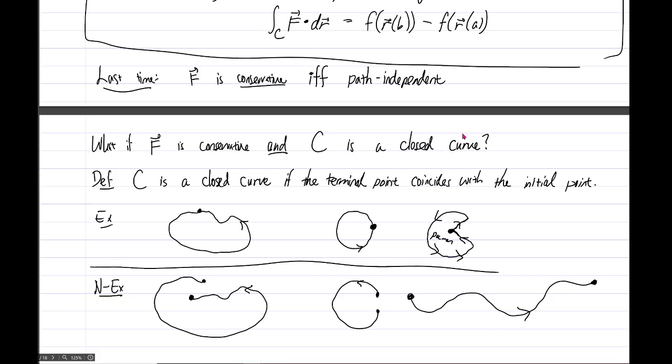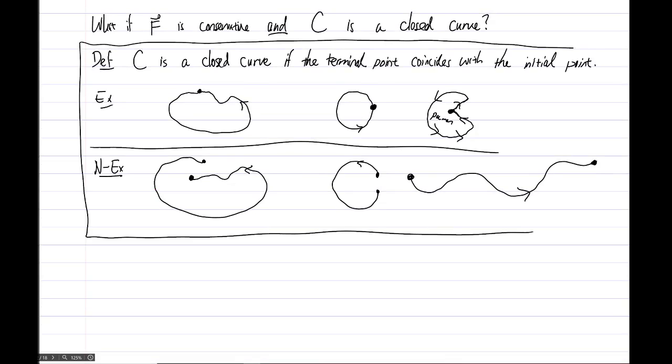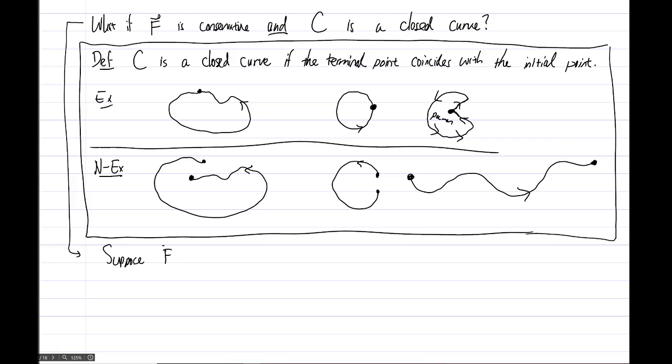Okay, so let's go back. Now that we've taken a moment to define a closed curve, and looked at examples and non-examples, let's go back to the question that was asked here. Suppose that we're in the situation that F is conservative and C is a closed curve. So certainly not one of these non-example ones, perhaps one of the three examples we've already looked at.